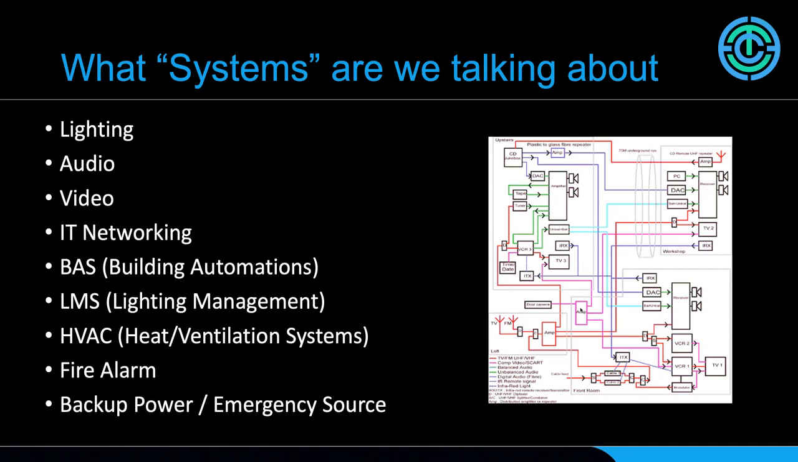HVAC systems, which are usually included in the BAS, stands for heating, ventilation, and air conditioning. This has to do with airflow, heating and air conditioning, which again has a fair amount of tie-in to our integrated systems nowadays and how we look at that. And I'll talk about some of those items as we go.